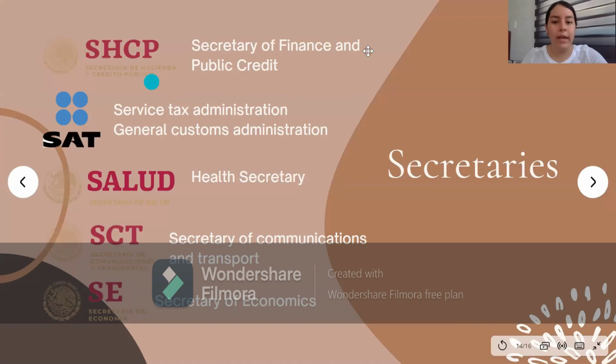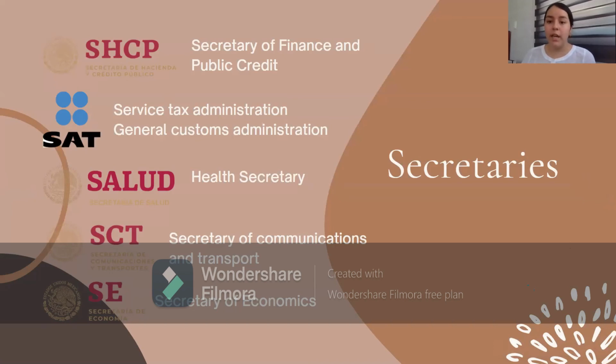Okay, so now we have the secretaries that are in charge of certain activities in both importing and exporting. The first one is the Secretary of Finance and Public Credit. It has a decentralized unit, the Service Tax Administration, which checks that every company has its fiscal obligations in order, and that every payment that must be made, talking about taxes and other types of contributions, is made properly.